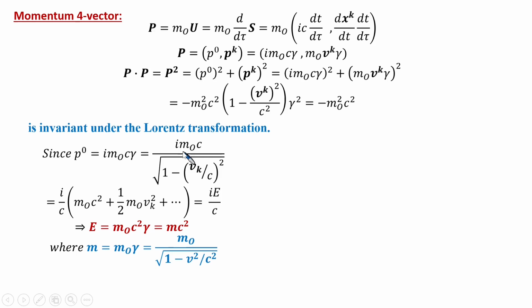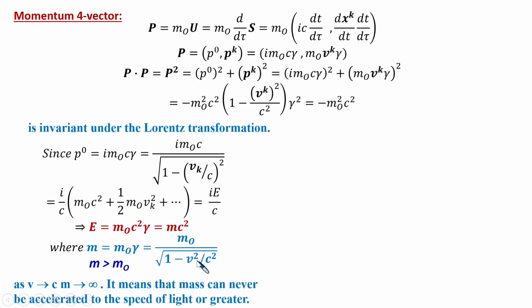This is nothing but m naught by square root of 1 minus v square by c square. And here m is always greater than m naught, because gamma is greater than 1, so m by m naught is greater than 1. So this is the rest mass, and this is the mass which is moving. So it includes the rest mass and the kinetic energy. So as v tends to c, 1 minus v square by c square becomes a very small number. So as v tends to c, this mass m will tend to infinity. It means that mass can never be accelerated to the speed of light or greater.